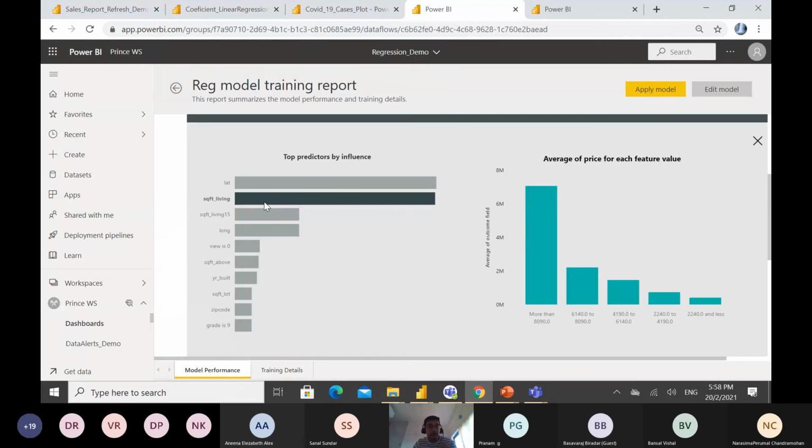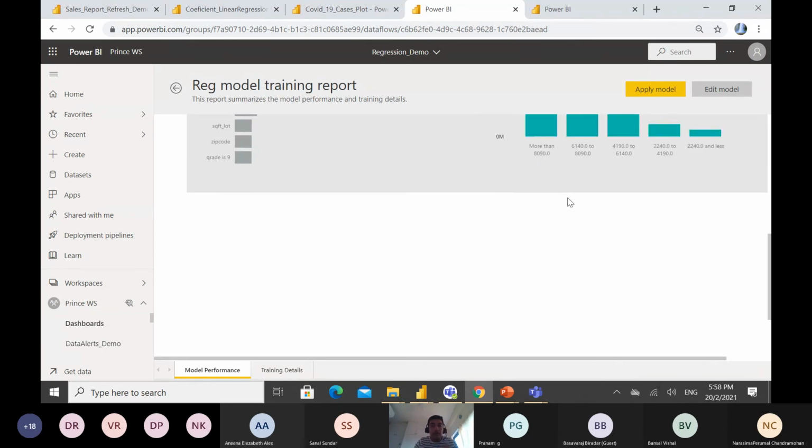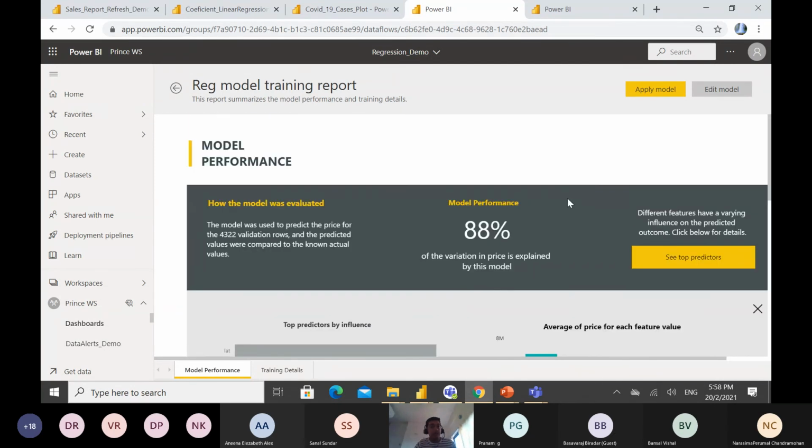It tells you, okay, square foot living, if square foot living is more than 8090, these are the outcome fields. So you can understand all this data while doing this without having knowledge of machine learning and all that stuff. You don't have to have too much knowledge about it. You just need basic knowledge and you can still build your models.